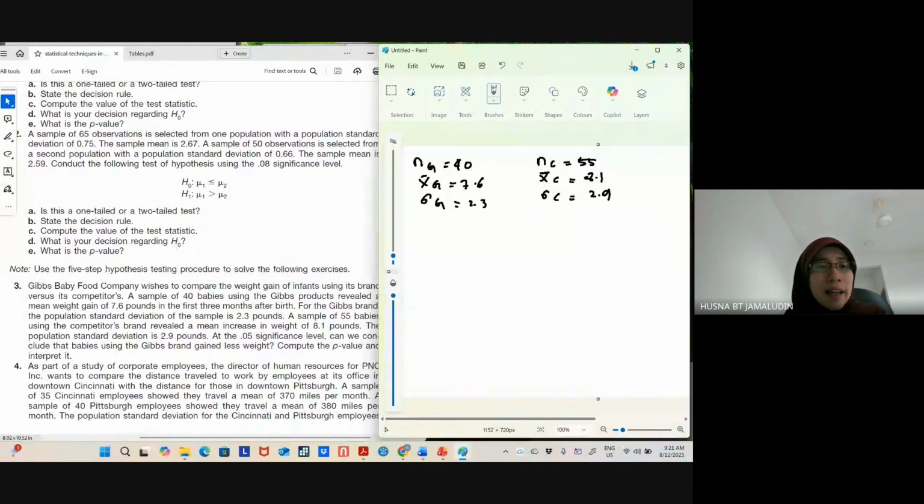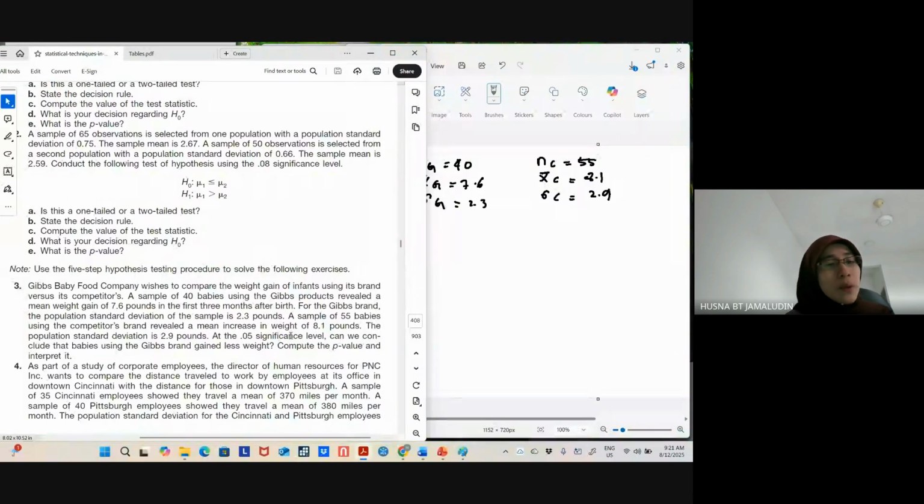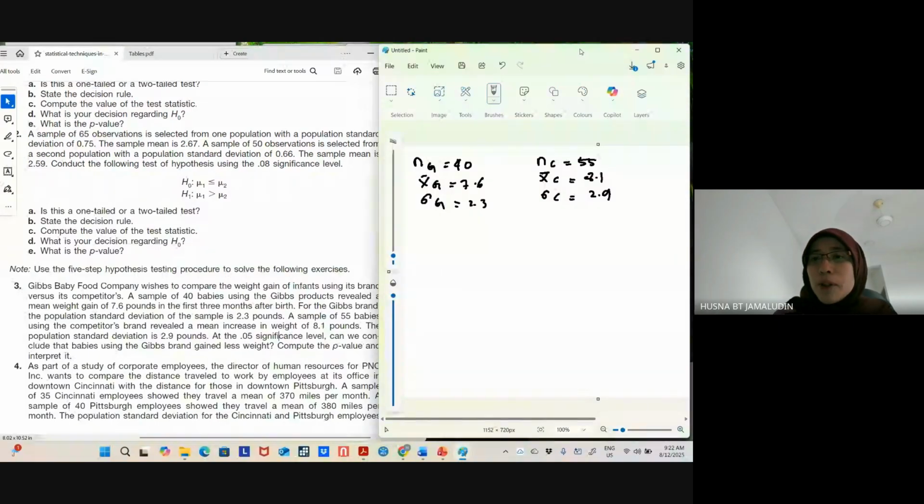Okay. At the 0.05 significance level, can we conclude? The question will tell you how to set up your first step, how to set up your hypothesis. Can we conclude that the babies using Gibbs brand gain less weight? So less should tell you this is one tail. So let me write it here. Maybe you want to see a different color. So step number 1. So H0, H1.